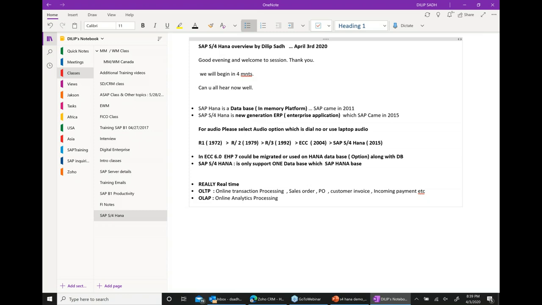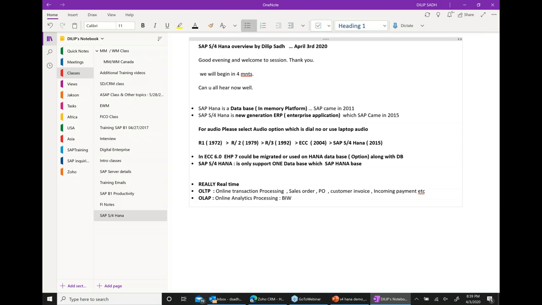When you enter all these transactions, they are called online transaction processing. You are creating VA01, VL01, and VF01, and MV21N, and MV50, MV60, customer creation, vendor creation, material creation. These are all called transactional processing. These are your transactions.